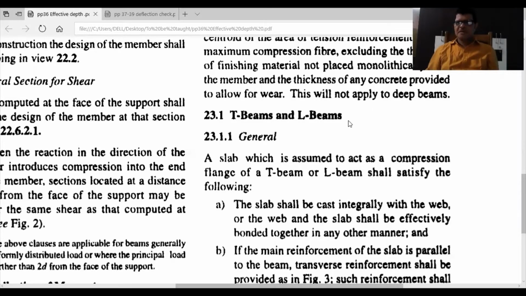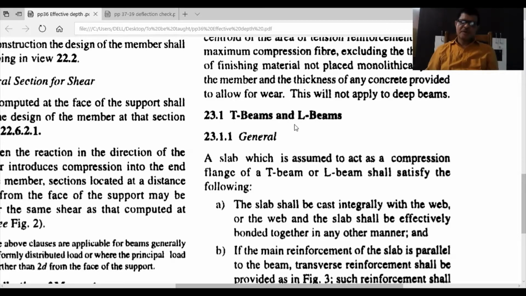Hello learners, in today's class we'll discuss the design of flanged sections. Flanged section means both T-beams and L-beams, as we have discussed in earlier lectures. Now first, let us discuss the codal provisions. Generally these beams are designed just like rectangular beam sections, singly reinforced or doubly reinforced.